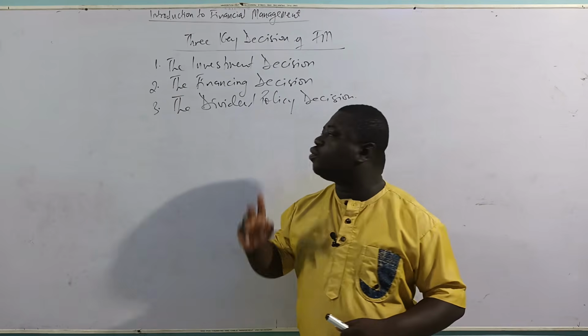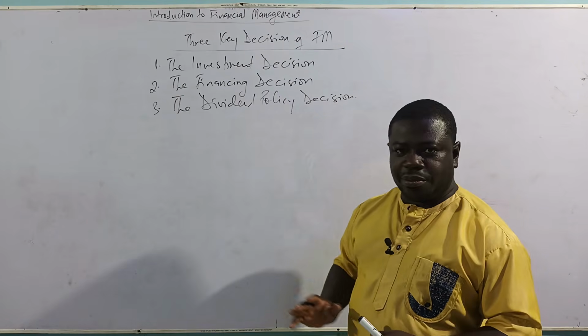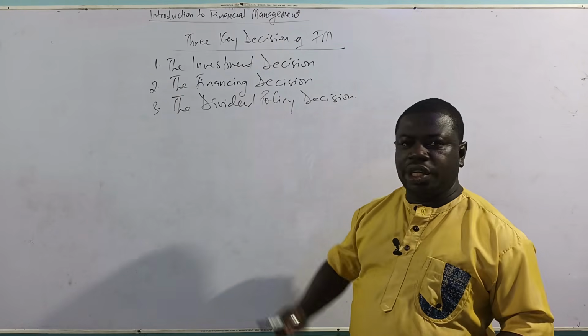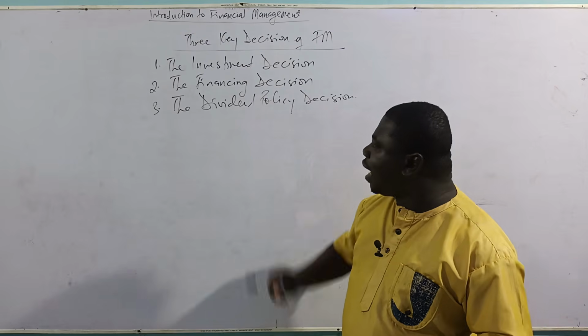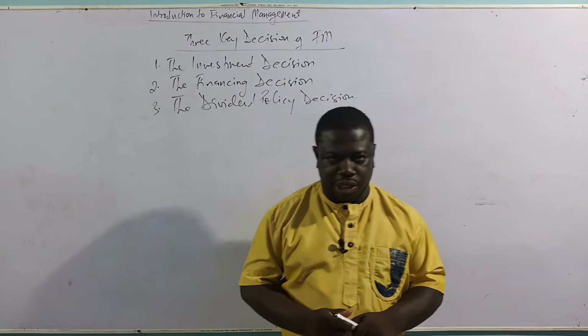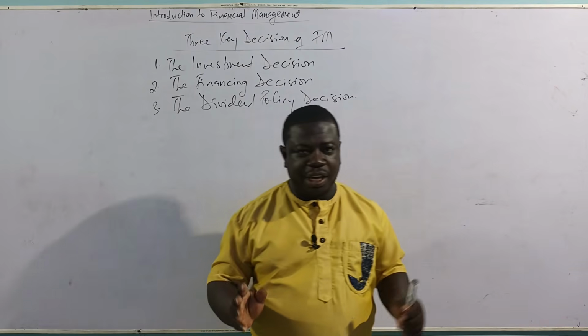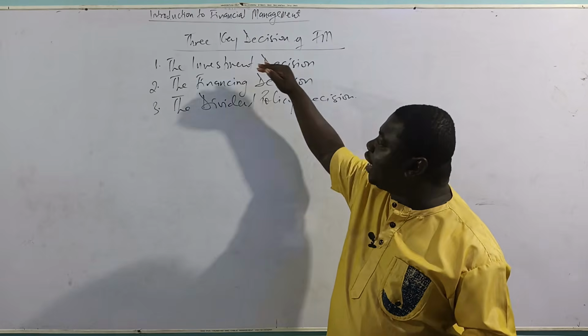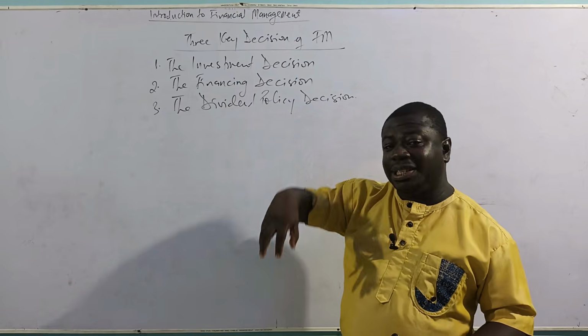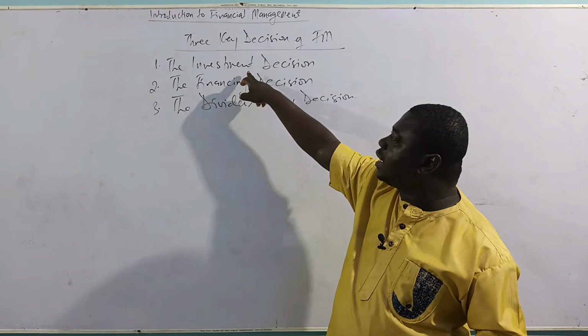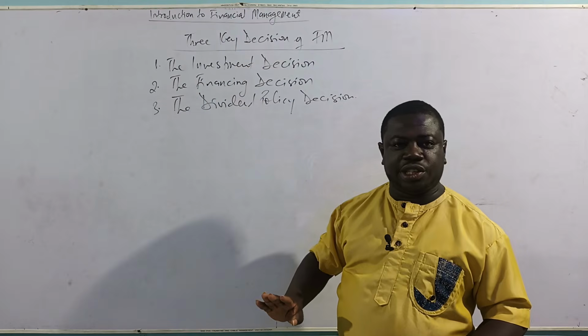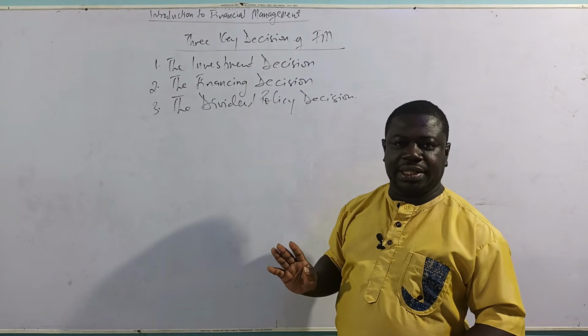Three key decisions to be made by every financial manager: the investment decision, the financing decision, and the dividend policy decision. Now, I'm going to explain to you briefly, but then I'm going to pick each of them one by one and go deeper into what it entails. So what is the investment decision all about? What goes into making that decision?